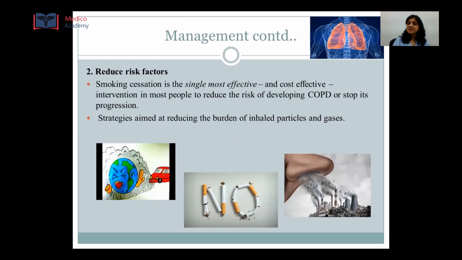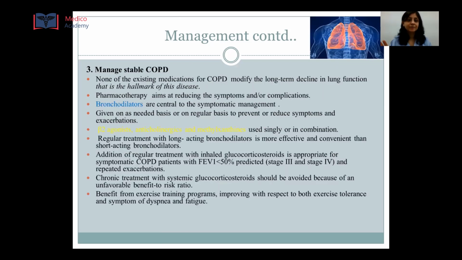Coming on to the second step, where we need to reduce the risk factors. Now, smoking cessation is the single most effective and cost-effective intervention in most people to reduce the risk and even to stop its progression. Again, we have to have strategies aimed at reducing the burden of inhaled particles and gases as well. Third, how do we manage a stable COPD?